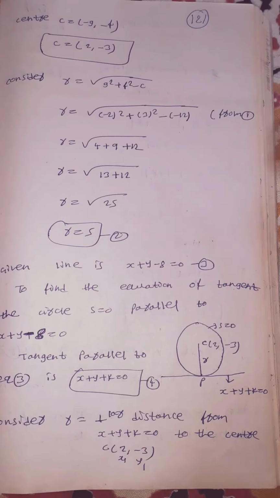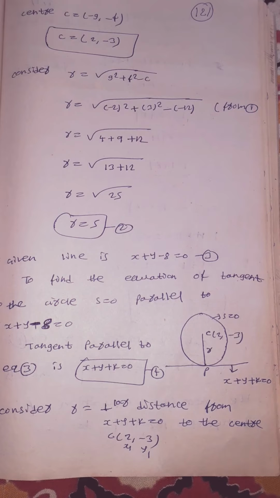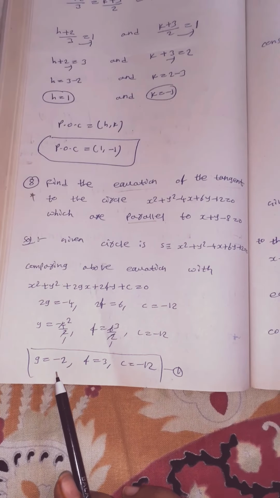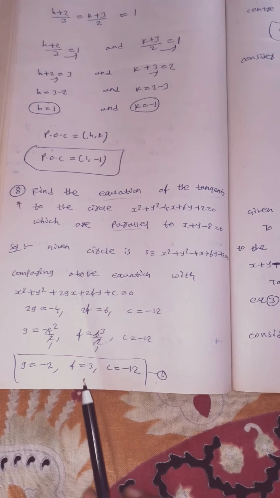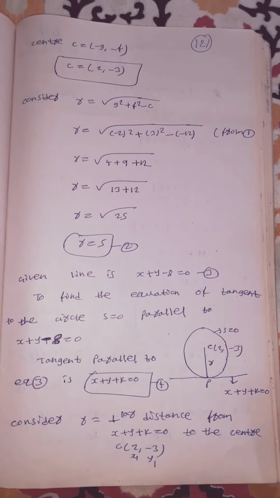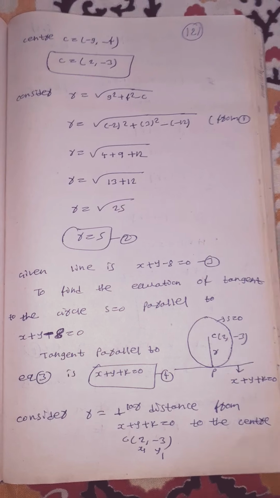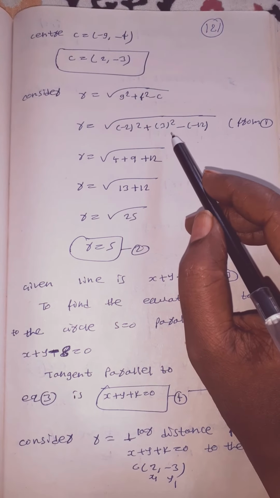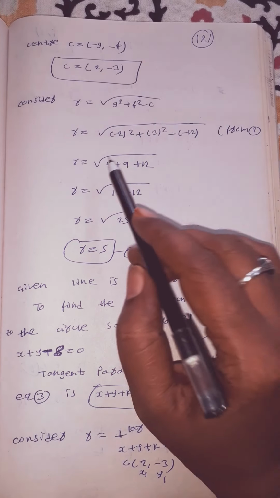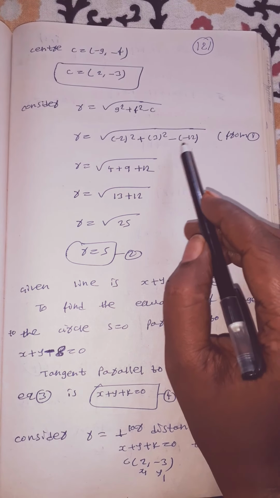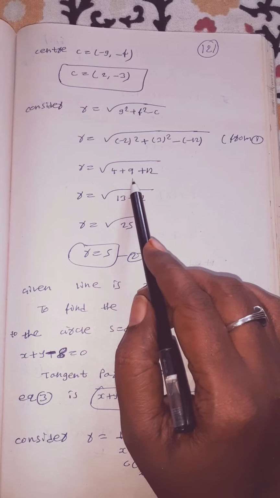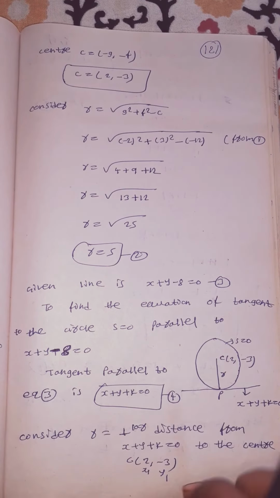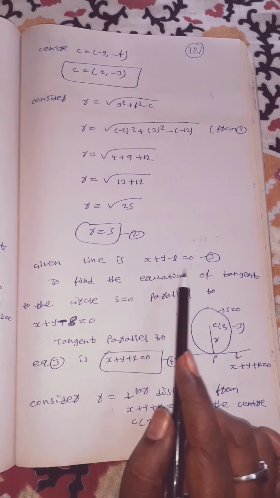The center we have to calculate is minus g comma minus f. So 2 comma minus 3. Why? Because minus into minus will become plus, here minus. So find the radius, children. R equals under root g square plus f square minus c. So g value is -2, f value is 3, minus of -12: 4 plus 9, minus into minus plus. So 4 plus 9 is 13, 13 plus 12 is 25. Root 25 means 5.